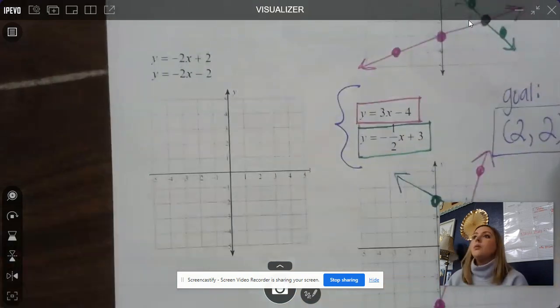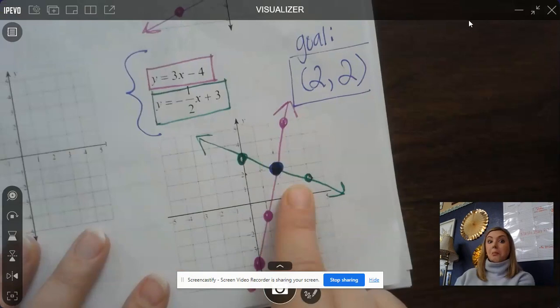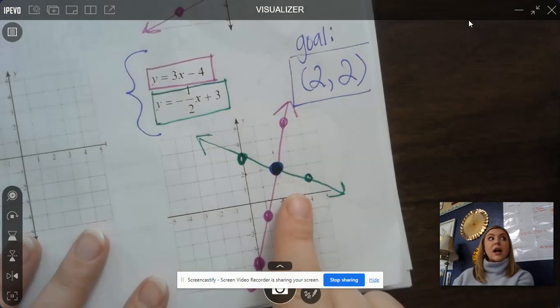About 2-ish months ago, we talked about equations that had one solution, no solution, or infinite solutions. Do we remember this? Yes. Okay. So if it had one solution, there was one answer. There was one place where they intersected. Follow me on this? Yep.